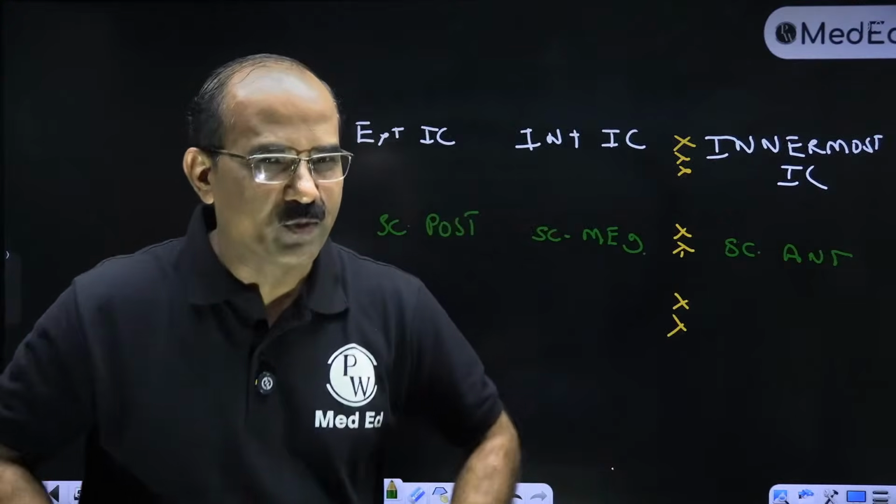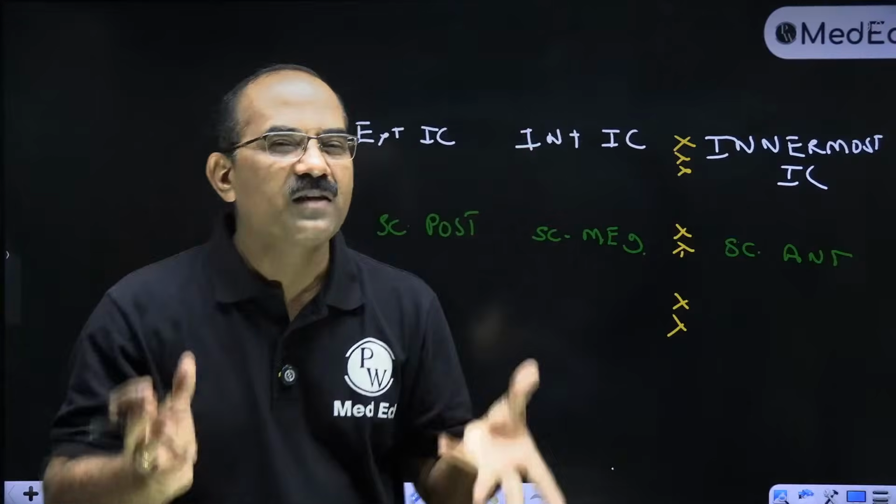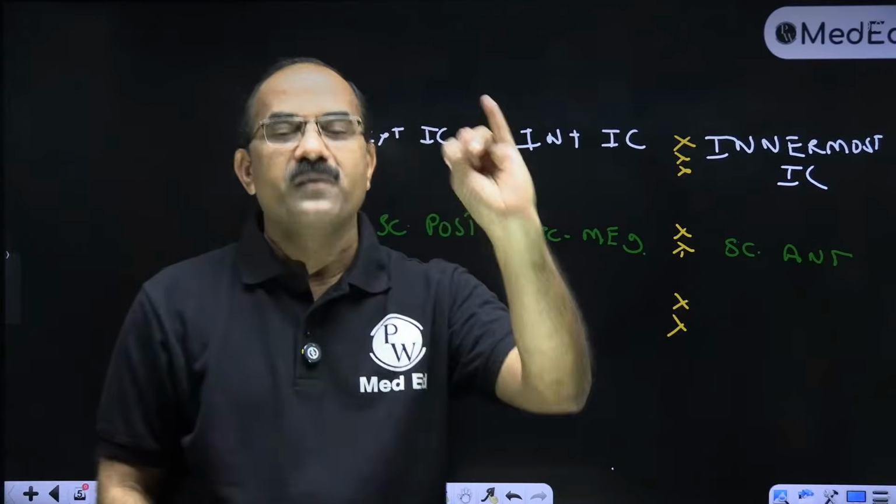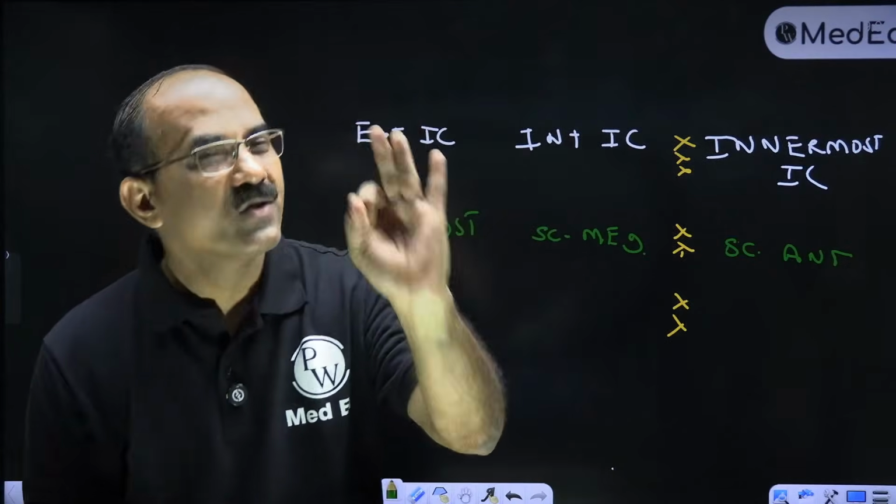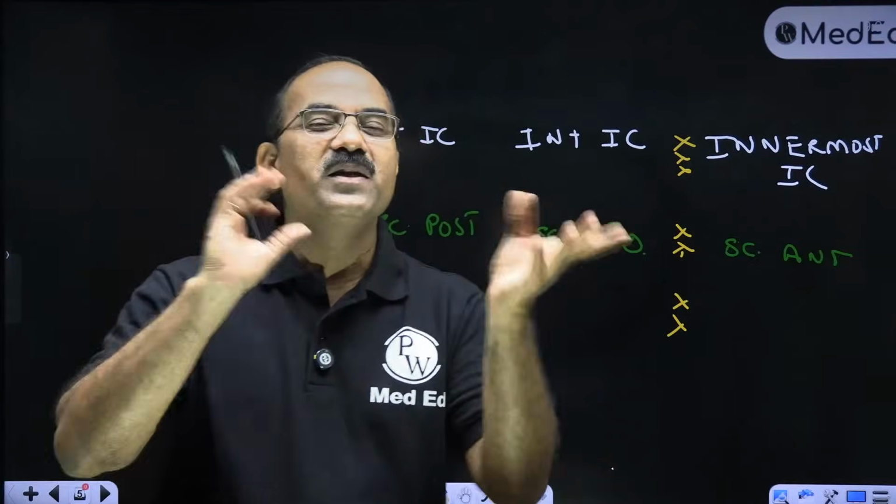Now, in the abdomen, where do the nerves and the vessels lie? The abdomen also has three muscles: external oblique, internal oblique, and transverse abdominis. So, where do the nerves and the vessels lie?